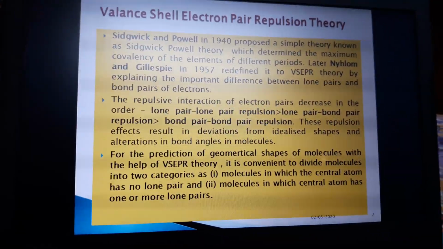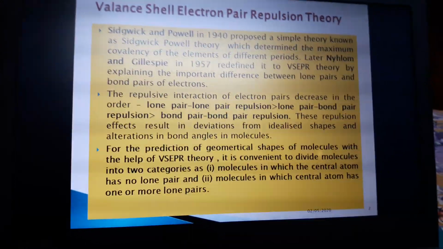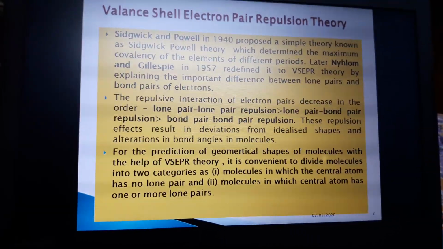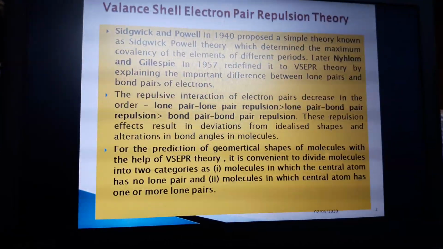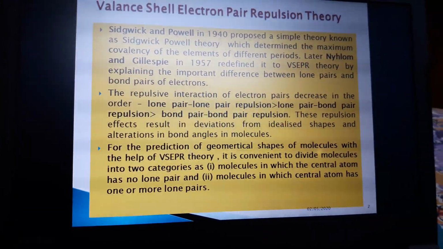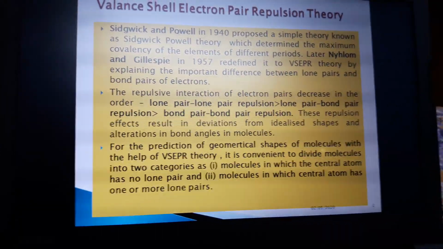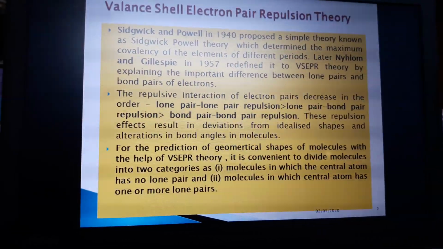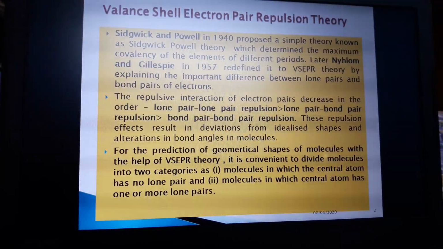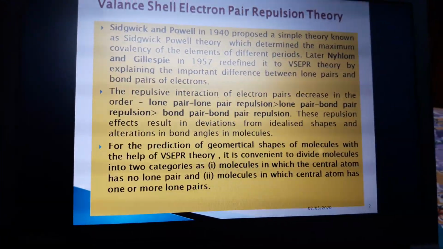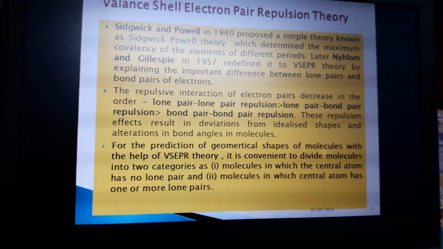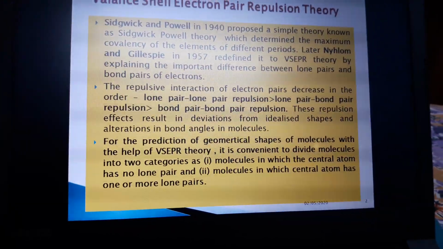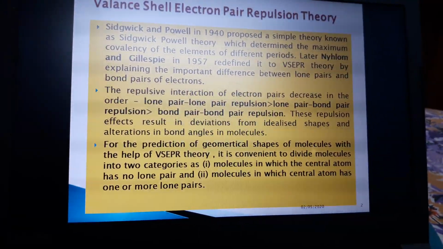The repulsive interaction of electron pairs decreases in the order: lone pair-lone pair repulsion is greater than lone pair-bond pair, which is greater than bond pair-bond pair. These repulsion effects result in deviation from ideal shapes and alteration in bond angles. That is, the lone pair repulsion is the effect for which the shape is deviated from the ideal.